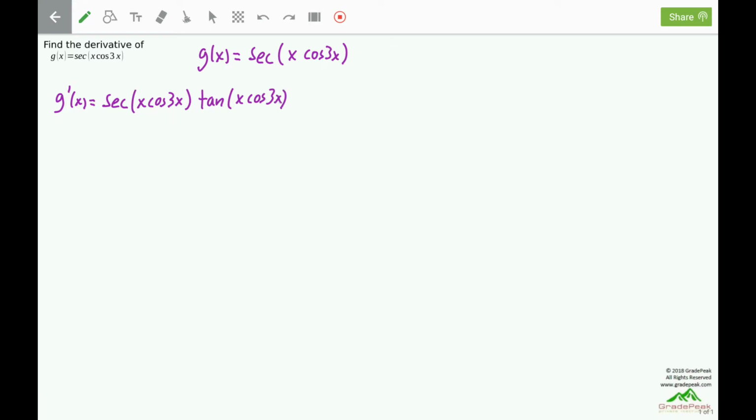And now we multiply by the derivative of the inside of the original trig. That's this. The derivative of the inside to complete the chain rule. Well, the derivative of that is a product of x times cosine 3x. So we will have the derivative of the first, that's a 1, times the second left alone, that's a cosine 3x, plus the first left alone, that's an x, times the derivative of the second. Well, the derivative of cosine is negative sine of 3x, and then times 3 to complete its chain rule.